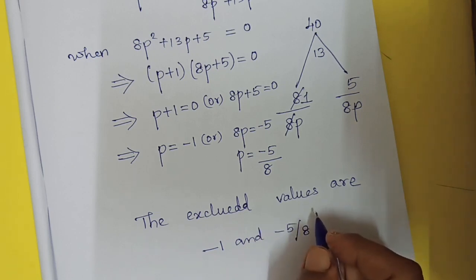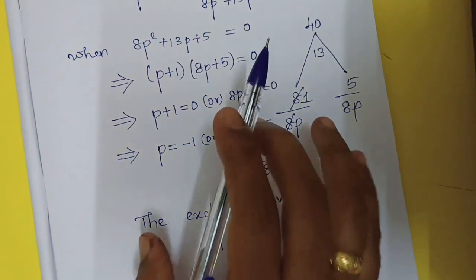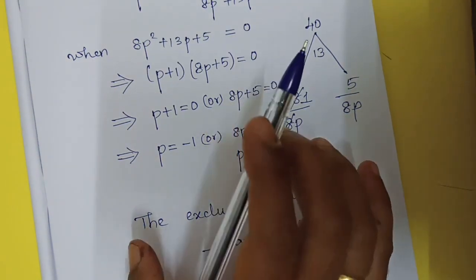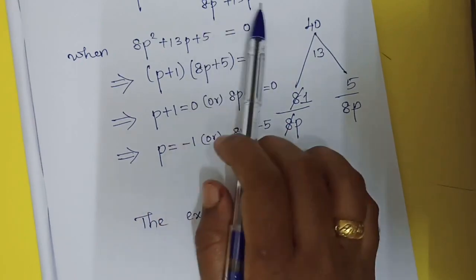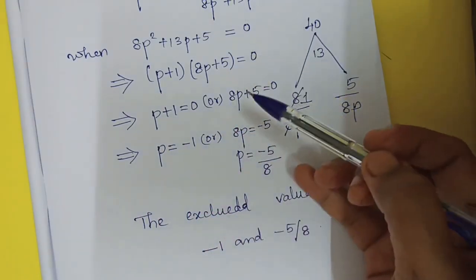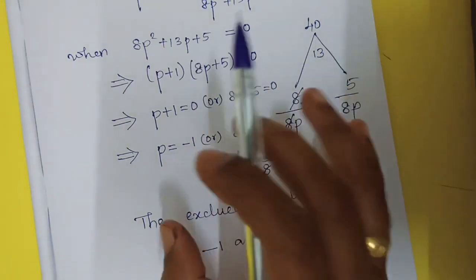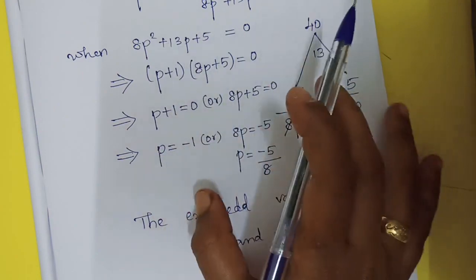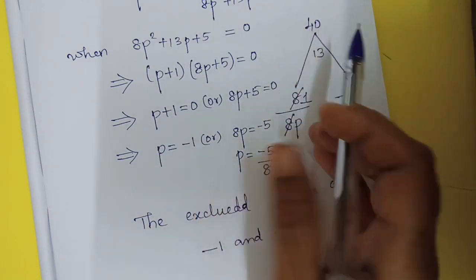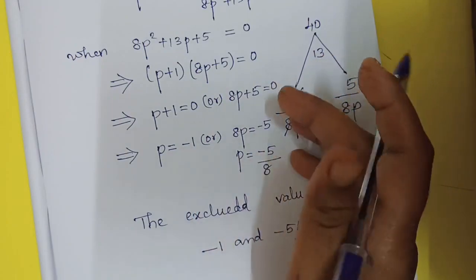Okay, I think you are getting better idea. So for finding excluded value, you need to consider the denominator should equal to 0, and from that we need to find the p value. Otherwise, whatever variable it may be, you need to find that. p means p, x means x, t means t, whatever may be. Got it?